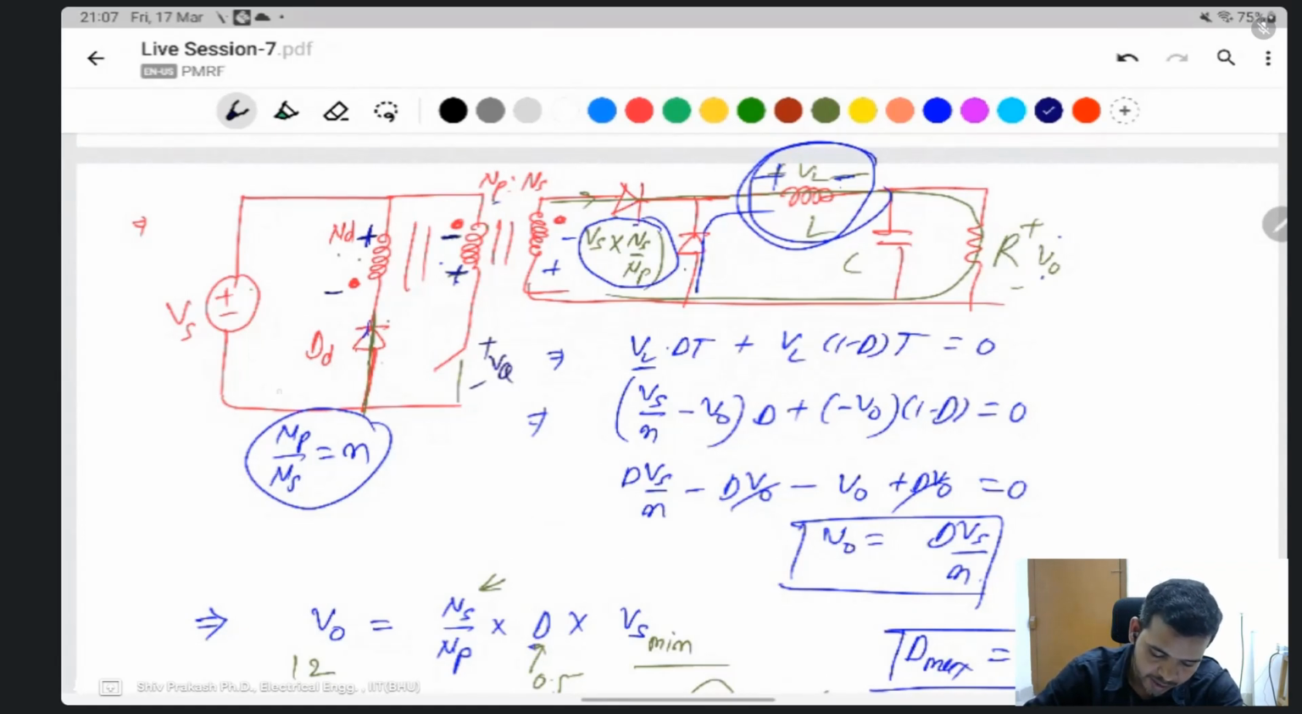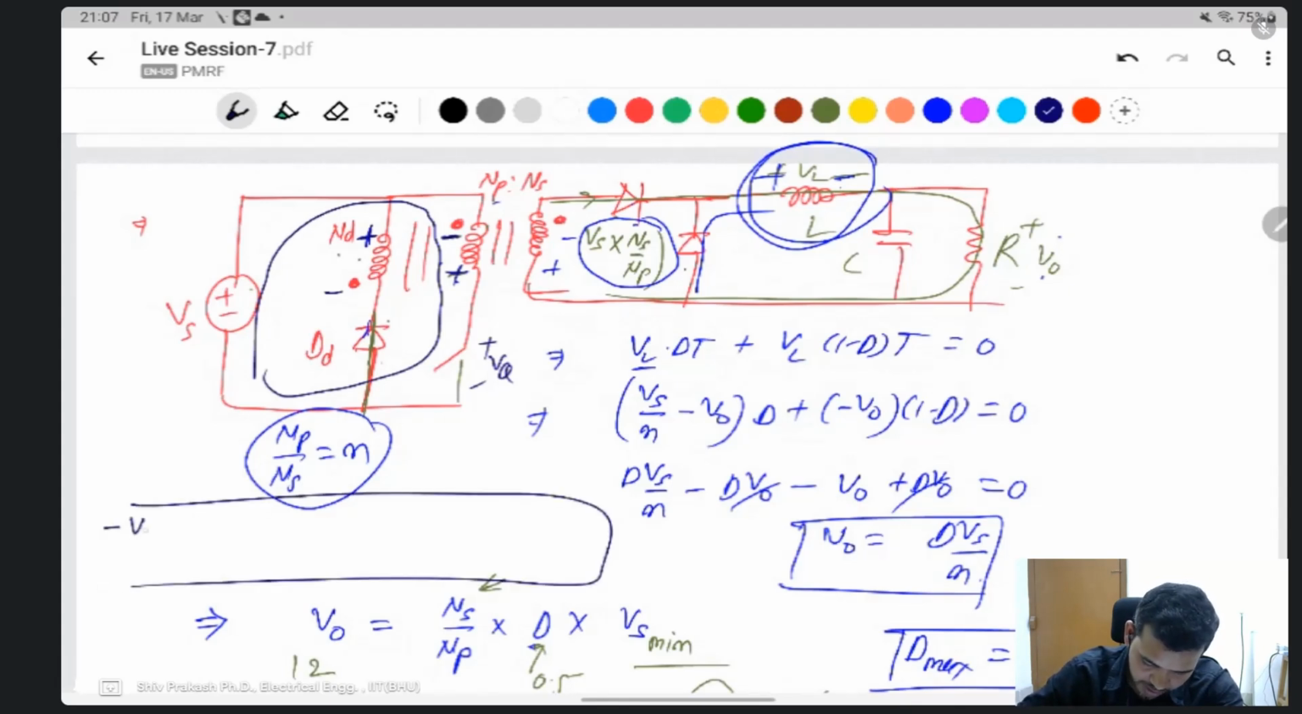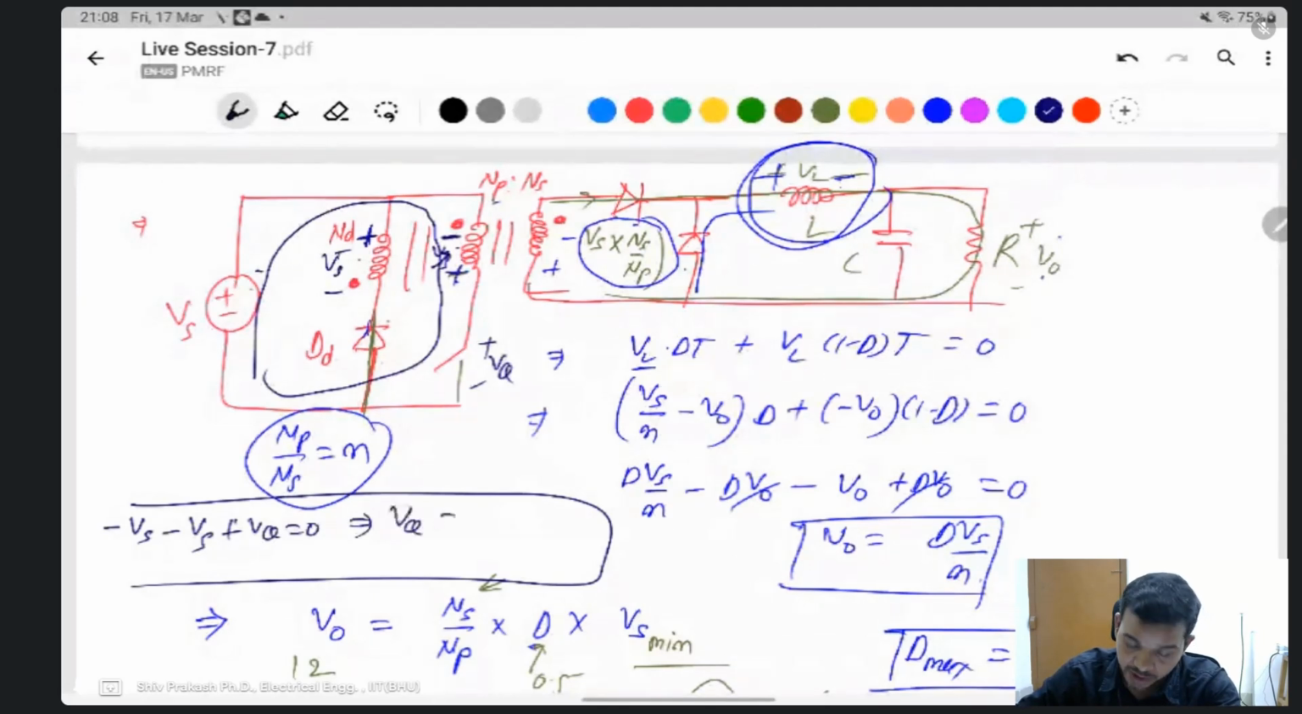Then apply KVL in this loop. What is this one? This is Vs, because this tertiary winding is tightly connected to the Vs input side voltage. At the time of starting of decreasing magnetizing current, this voltage is Vs, and the same Vs applies here also. Then Vs minus Vs plus VQ is equal to 0. So the maximum switch stress is twice Vs in a forward converter with a single switch.